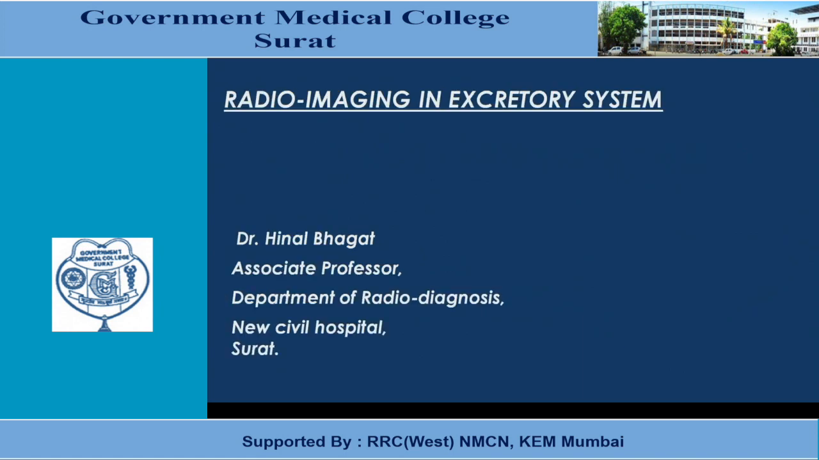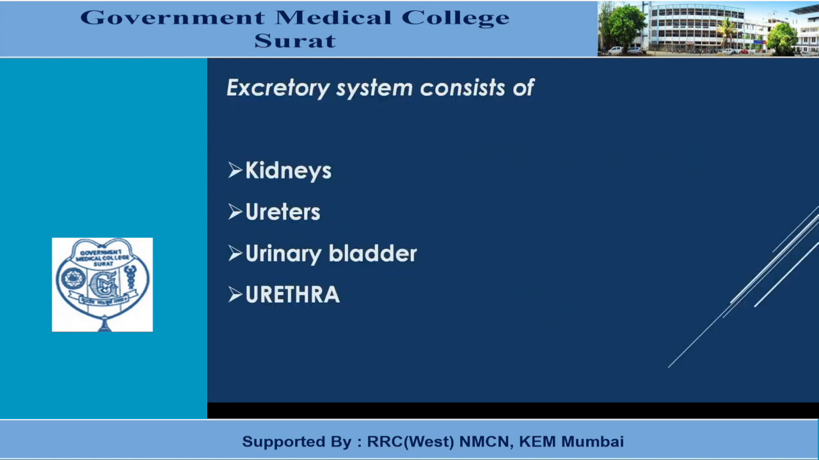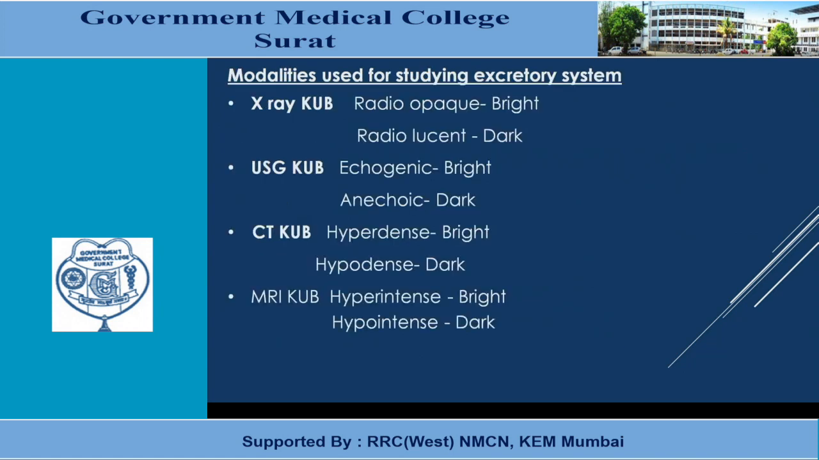Today's topic is radio imaging in the excretory system. The excretory system consists of both kidneys, ureters, urinary bladder and urethra. Various modalities used in studying the excretory system are X-rays, USG, CT scan, MRI and other radionuclide studies.